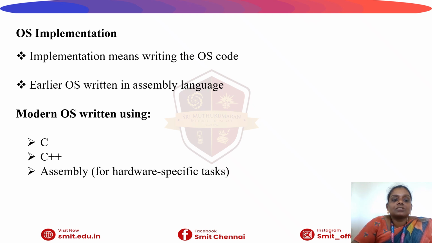Operating system structure defines how operating systems are organized and how they interact with hardware and software. Operating system implementation means how an operating system is actually written, built, and made to work on computer and hardware. The implementation means writing the operating system code, and earlier the code was written in assembly language. For example, in modern operating systems, the code is written in C, C++, assembly.